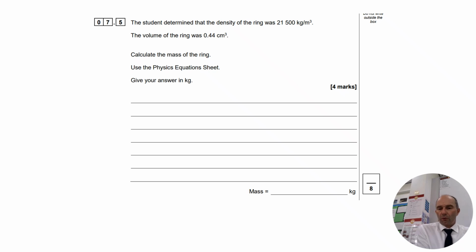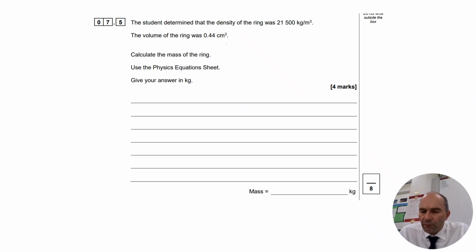Right, and then we've got a nice little maths question again. So we're looking at, the student determined the density of the ring was 21,500 kilograms per meter cubed. The volume of the ring was 0.44 cubic centimeters. Calculate the mass of the ring. Use the physics equation sheet, give your answer in kilograms. So this is where we need to do a little bit of converting.